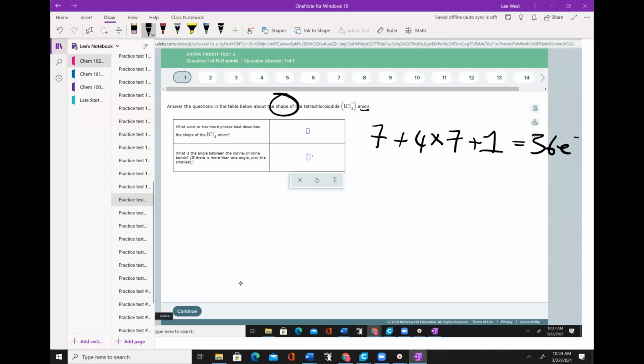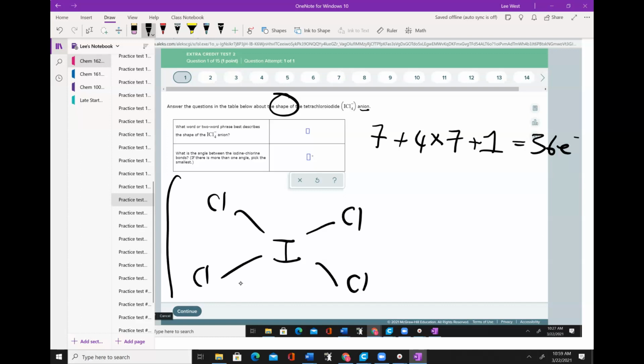Now iodine and chlorine are both in the same group, but iodine is lower down, so it's going to be the central atom, and the chlorines will be my outer atoms. I'm going to put it in parentheses before I get going and put the charge outside, just so I don't forget it. Okay, so to get to the basic structure, I've used 2, 4, 6, 8 electrons, so that means I've got 28 electrons remaining.